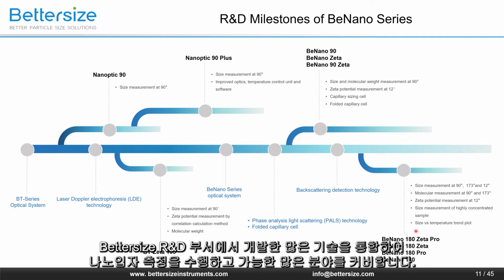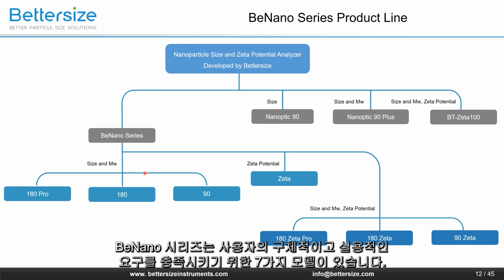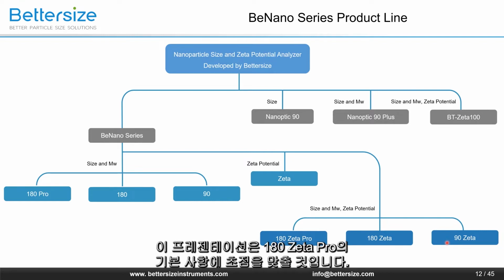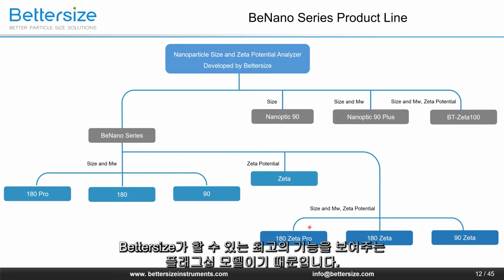It integrates many of the technologies that the R&D department has developed to fulfill nanoparticle measurements and cover as many applications as possible. The BeNano series includes 7 models so as to meet the specific practical demands of users. With respect to the model difference, please look up the BeNano product brochure for more information. This presentation will focus on the fundamentals of the 180 Zeta Pro, since it's the flagship model that showcases the very best that the company can do.